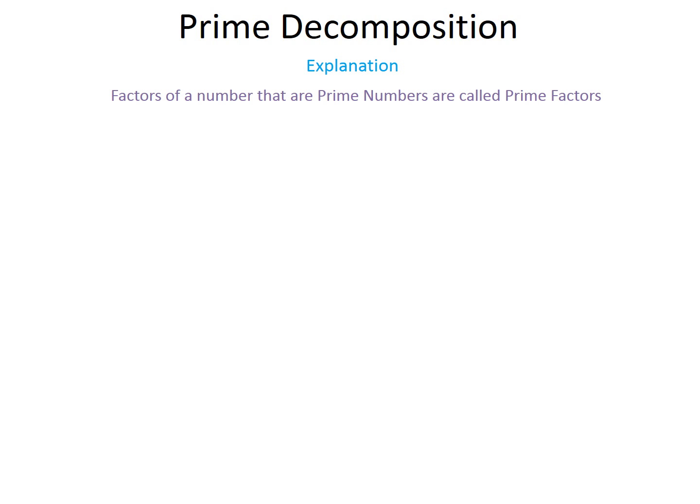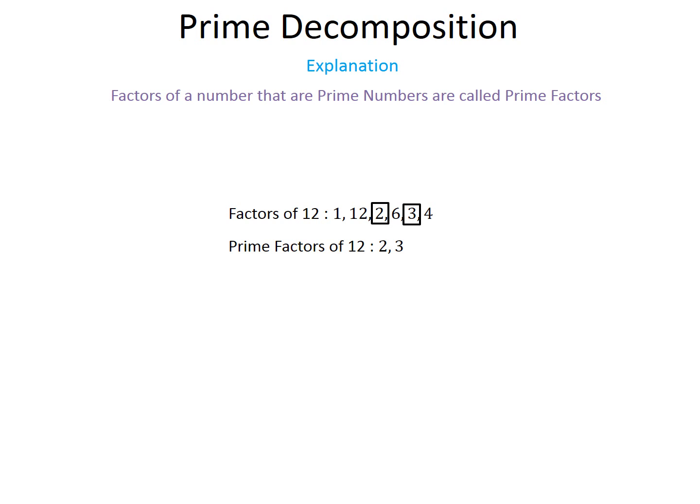So the first thing we want to understand is that factors of a number that are prime numbers are called prime factors. And so if I wrote down all the factors of 12, which ones of those are prime numbers? Well, 1's not, 12's not because 3 times 4 gets 12, 2 is, so we can put a little box around it, 3 is, 6 is not because of 2 times 3, and 4 is not because of 2 times 2. So the prime factors of 12 are just 2 and 3.